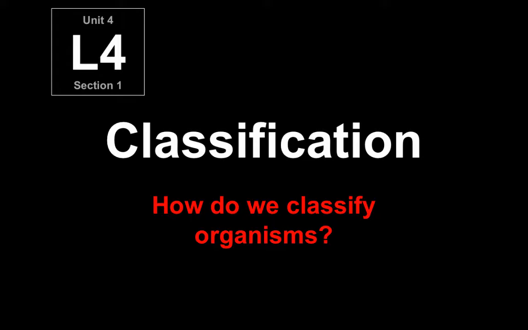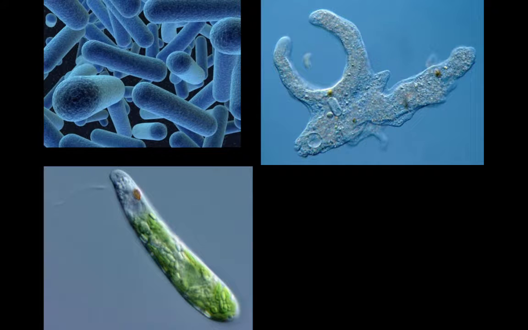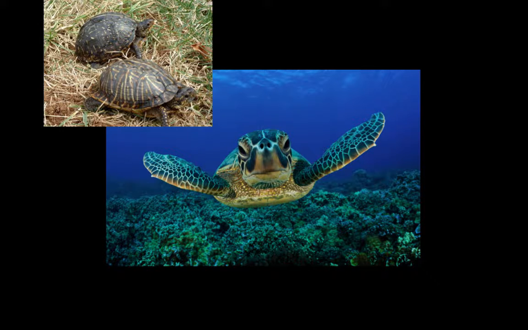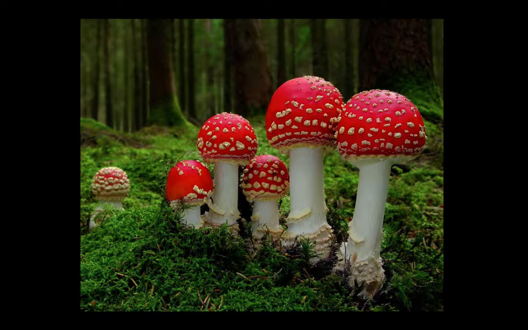In this lesson, we're going to look at how we classify organisms. So what we used to do was classify them based on habitat or structural similarities. And there was a lot of problems with this. What do we do with these? Do we classify this with the land-based turtles or with the ocean-based fish? What do we do with mushrooms?